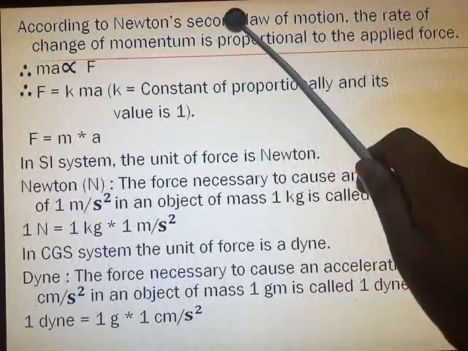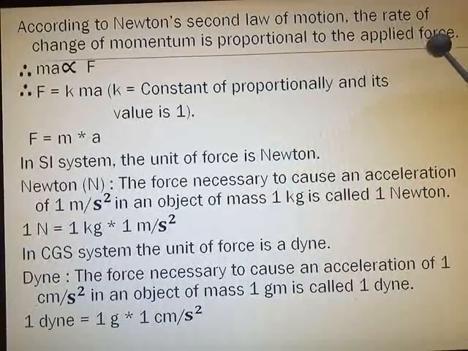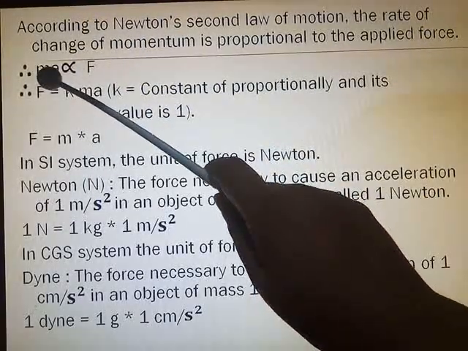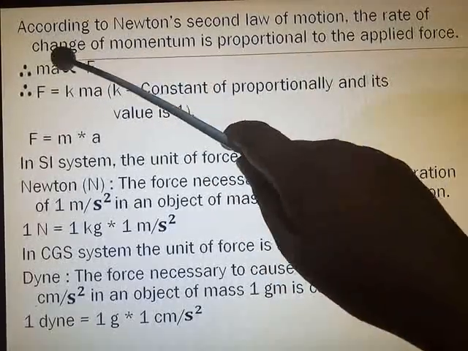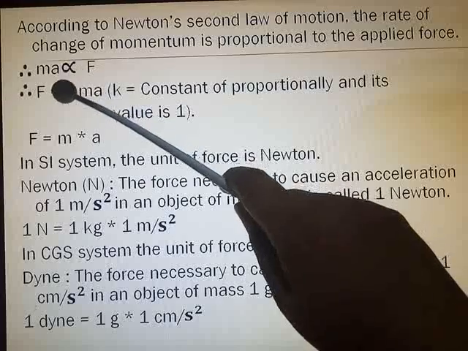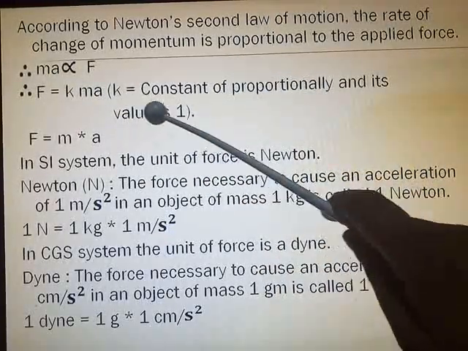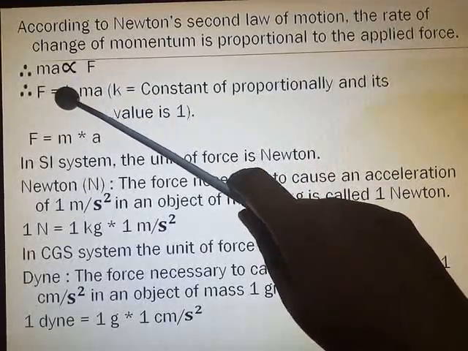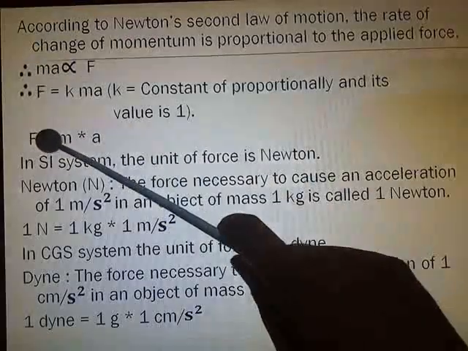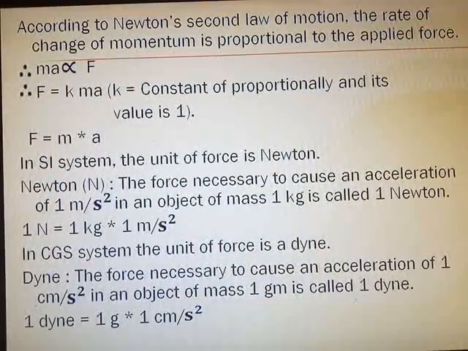According to Newton's second law of motion, the rate of change of momentum is proportional to the applied force. So the rate of change of momentum is ma, directly proportional to force. To remove this proportionality, you are going to take k, which is the constant of proportionality, and its value is equal to 1. So if you take F is equal to k, m into a, with k as 1, you will get F is equal to m into a.